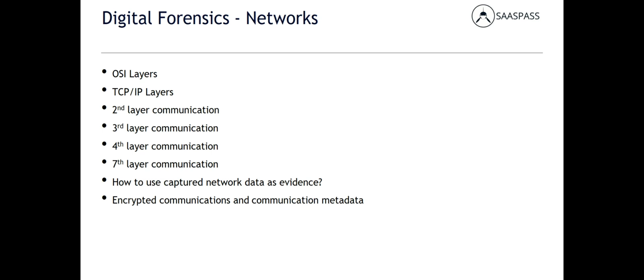TCP/IP layers are not built on OSI layers, and they are not in line actually. As a result, the fifth and sixth layers actually don't exist in TCP/IP layers, and they are all merged in the application layer as the seventh layer. So in practice, we don't have fifth and sixth, but we leave all the responsibility of this to the seventh layer, to the application layer.